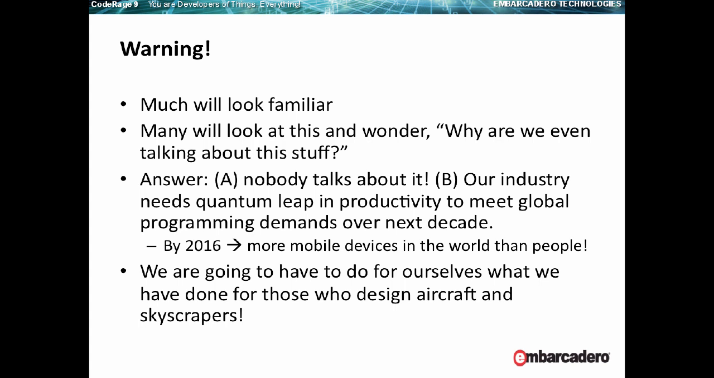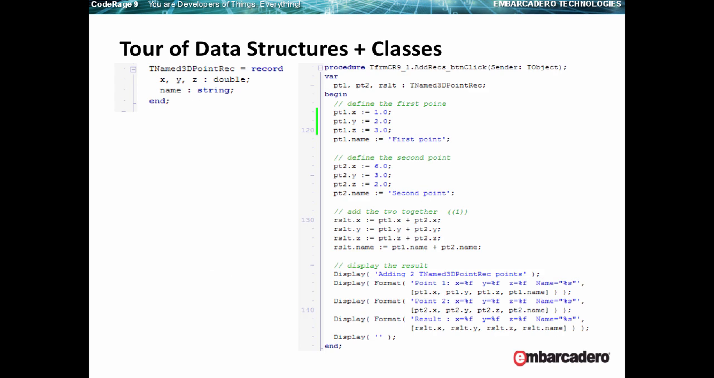The second answer is our industry needs a quantum leap in productivity to meet the global programming demands we're seeing over the next decade. You know, I've heard that by 2016 we're going to have more mobile devices in the world than people. There's a lot of applications that are going to get built and not enough programmers to build them. So we're going to have to do for ourselves in this industry what we have done for people who design aircraft and skyscrapers. So a really quick tour of some data structures and classes just to form a foundation.